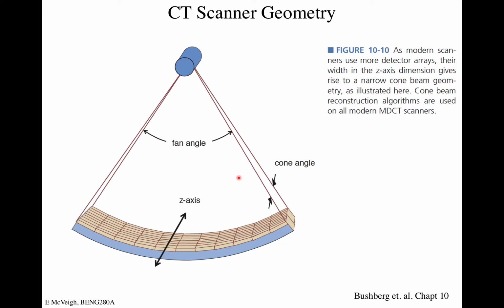So here's a picture from that Bushberg text that I told you about of detectors in the plane, about 1,000 of them, across the fan angle. This is usually about 40 to 50 degrees, this fan angle. And then you have a cone angle, depending on how many detectors you have in this direction.